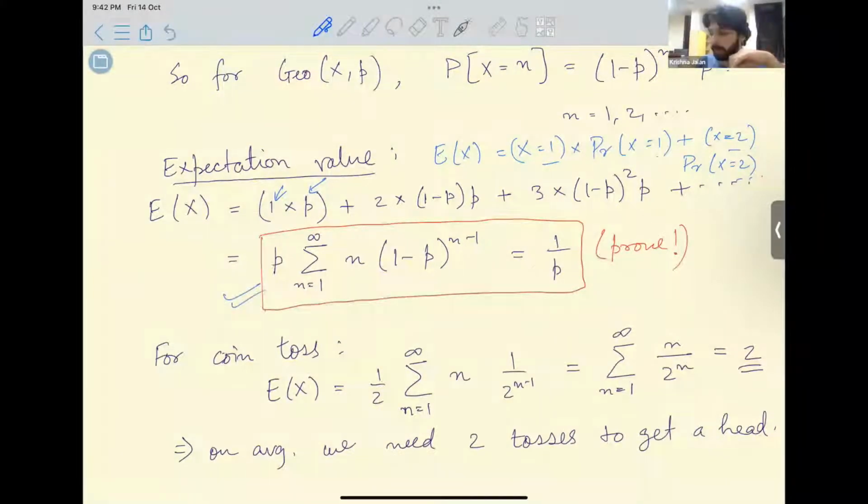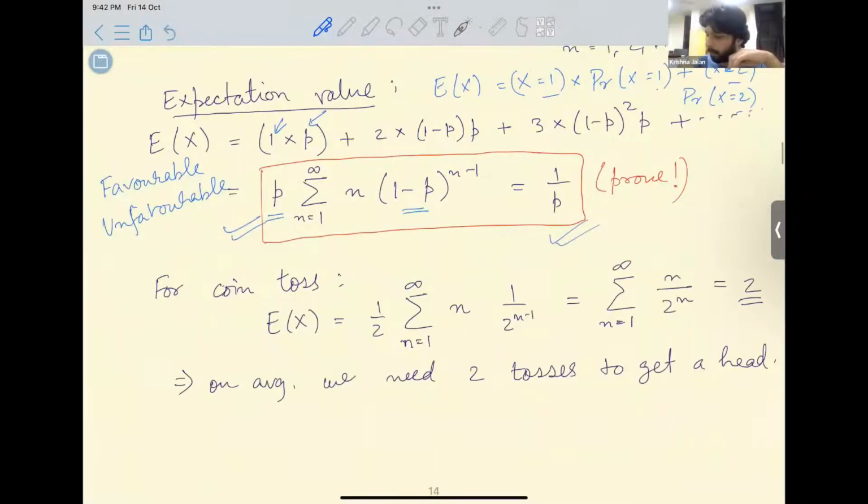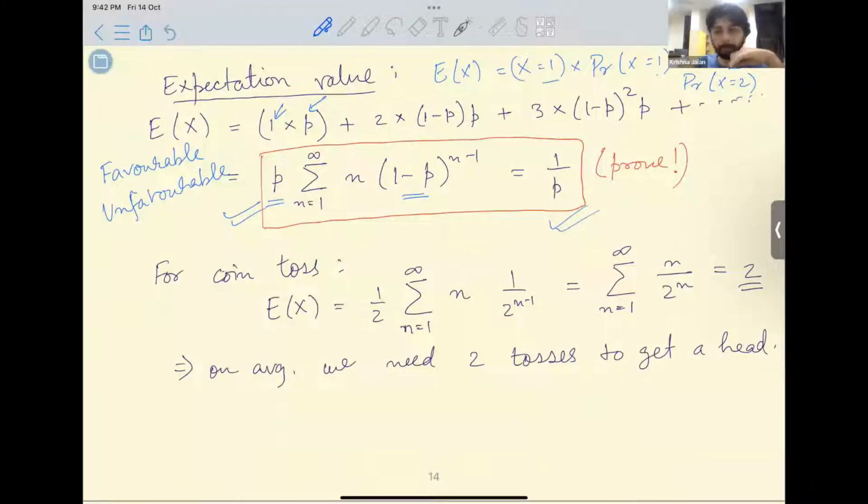In our case, p is equal to half. If the favorable probability is p, you see we have just two outcomes, favorable and unfavorable. So the unfavorable probability is 1 minus p, because the total probability always sums up to 1. In our case, because the coin is a fair coin, p is equal to half and 1 minus p is also half. So you should find this sum. It's homework for you. So this is the expectation value of x.